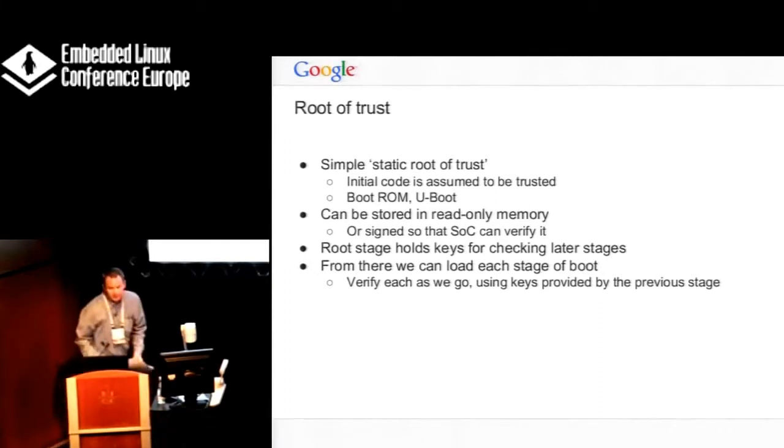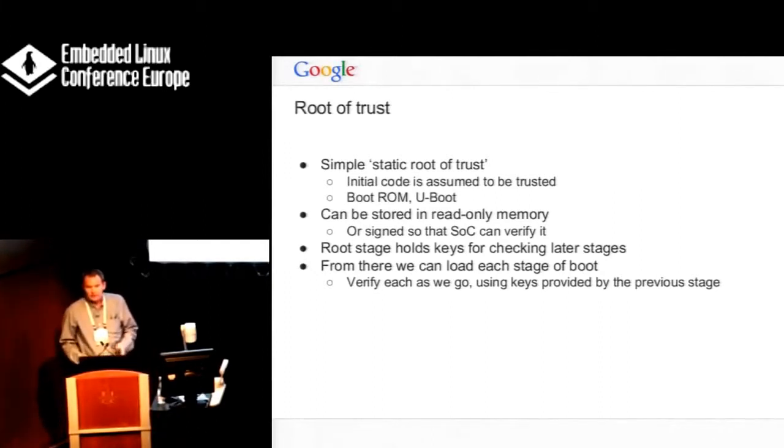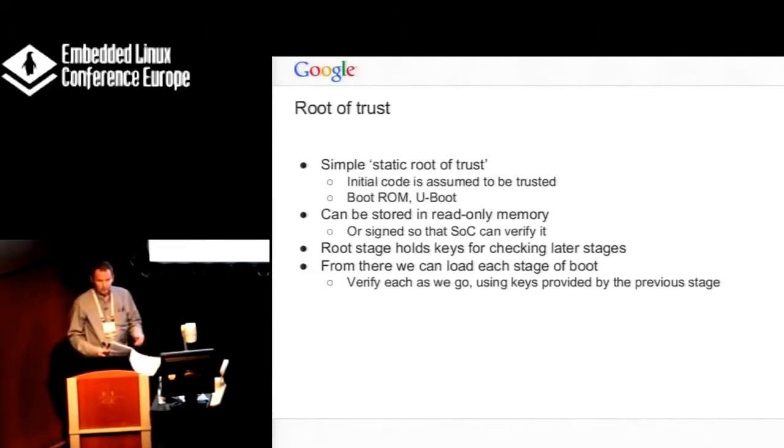So what you do is you put into that root stage keys which verify software you load after that. So having loaded the initial software which you assume to be correct, you then can load further stages. And each one that you load, you verify to make sure that it matches the keys and so on. Okay, so those are the concepts out of the way, most of which you already knew, it seems like.